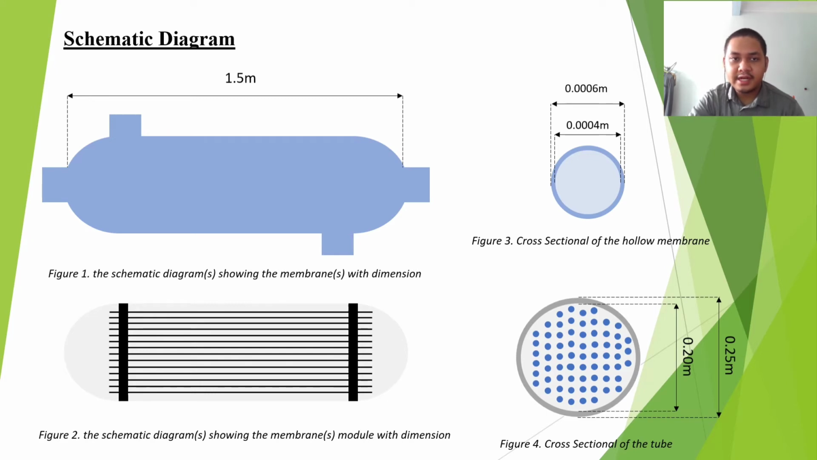So for the schematic diagram, this is what we did for the separation process part. So the length that we decided on the hollow fiber membrane module is 1.5 meter, while the membrane thickness is 0.0002 meter, while the outer diameter of the membrane module is 0.25 and the inner diameter is 0.2 meter.